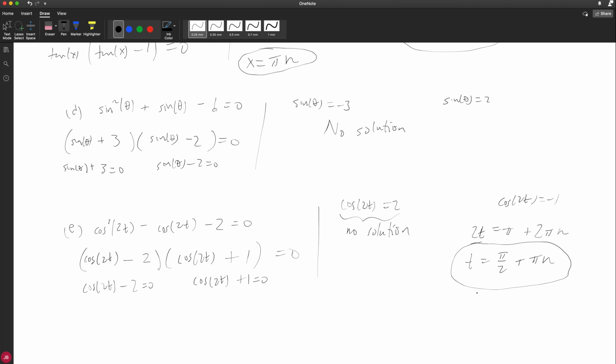Okay, so hopefully this helps you with the worksheet, the second worksheet for this week.